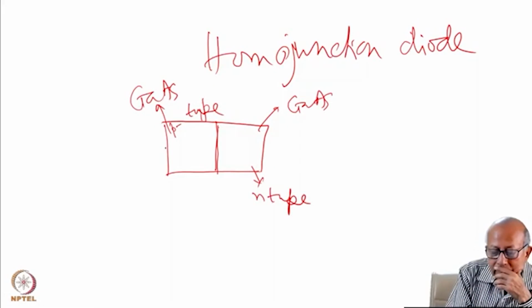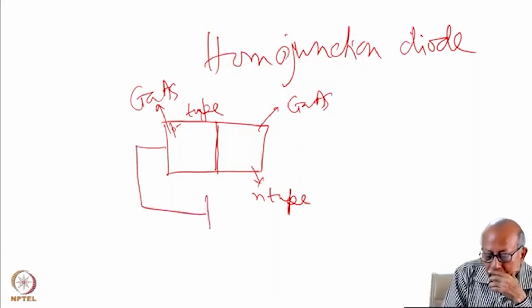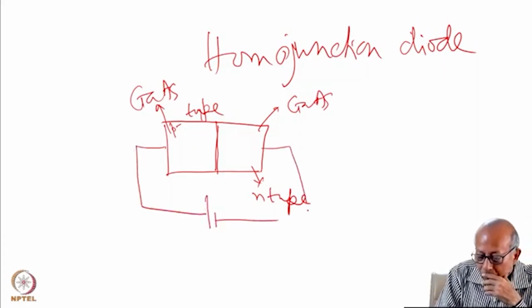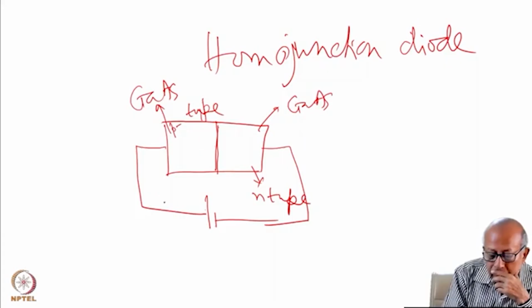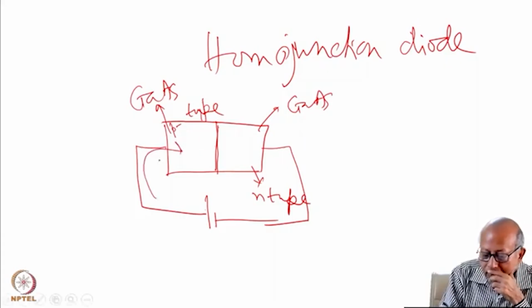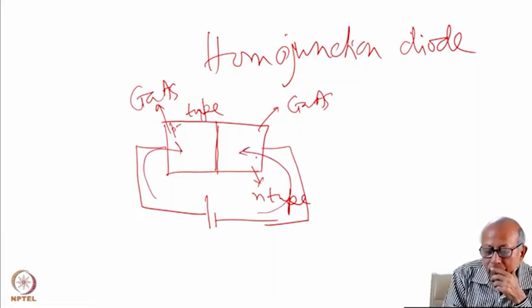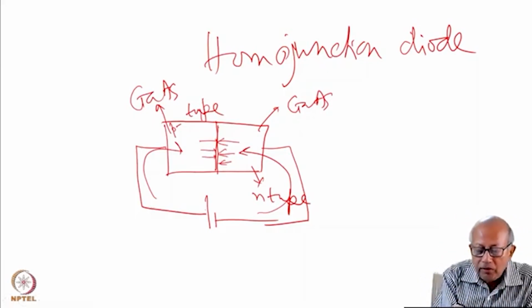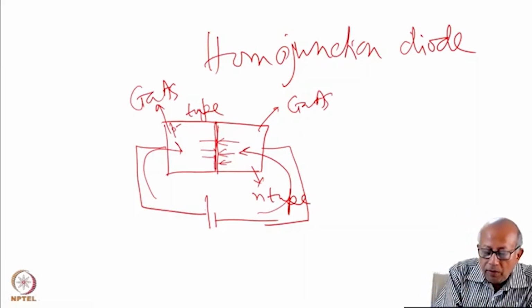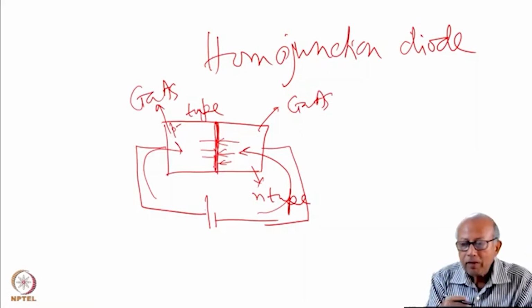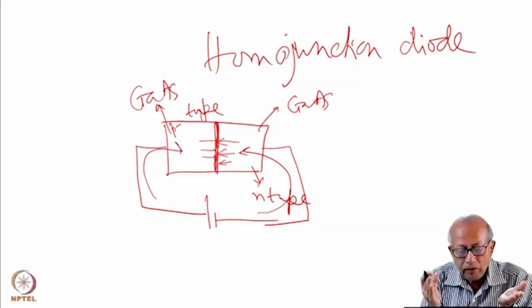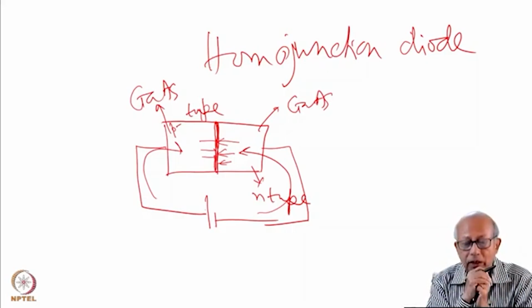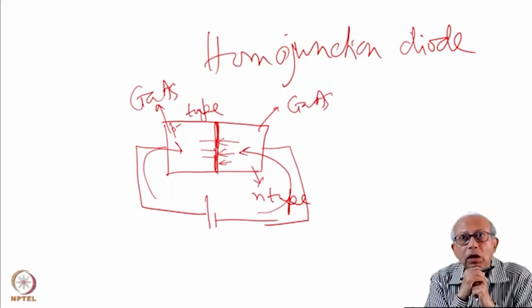And when you bias it forward, then of course the holes will be pumped into the P side and electrons will be pumped into the N side. When they diffuse from P to N side and N to P side, they meet in this depleted region, recombine and give out light. Now there is an issue here in case of the homojunction diode.